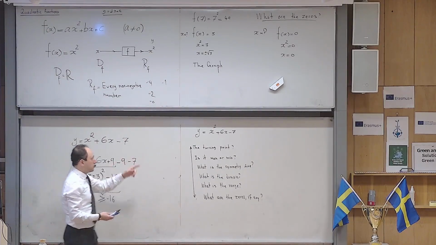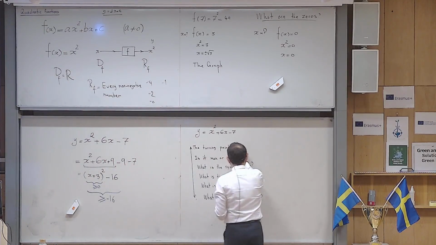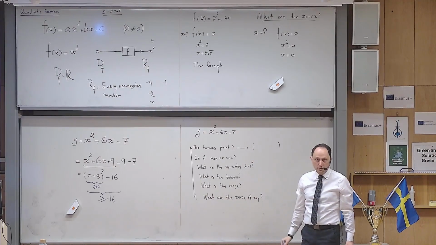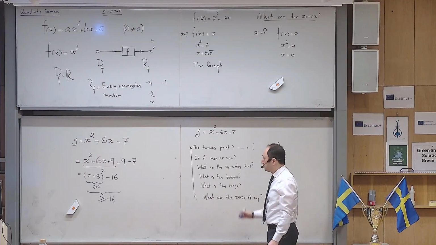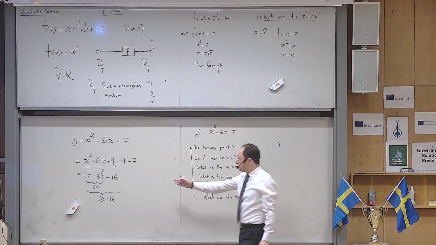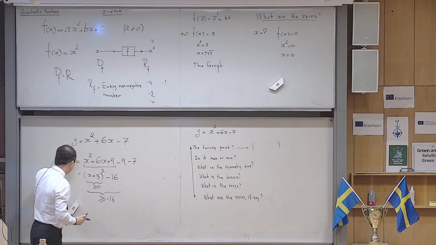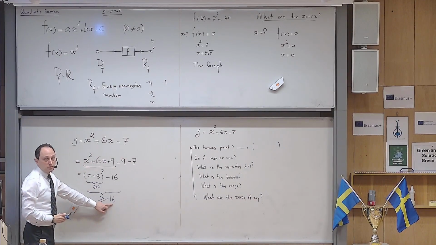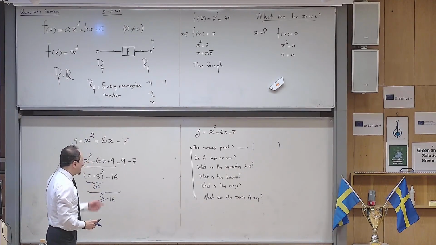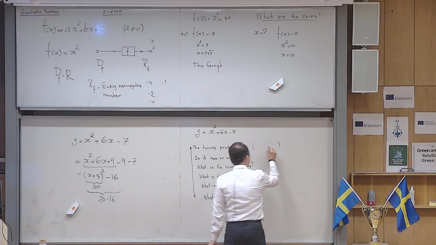Okay, now let us try to answer these questions one by one. According to this observation, what do you say about this turning point? Yes? Minus 16 is which one? No. You see, this is y greater than or equal to minus 16. So that's the y value. So x value, so this is the y value.